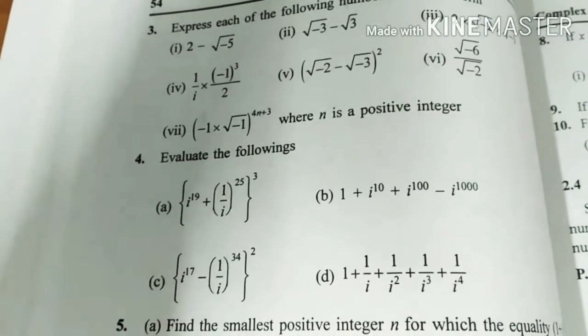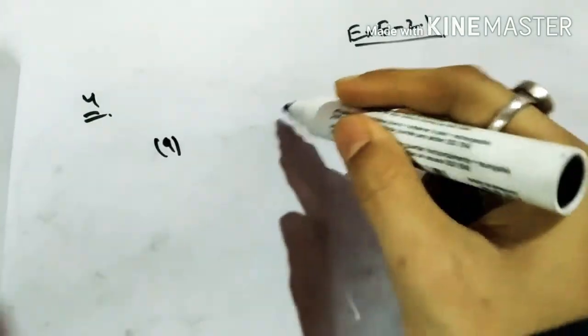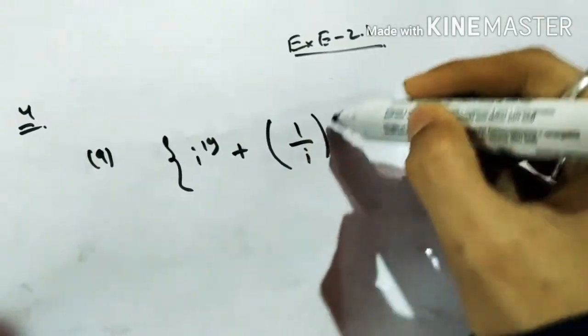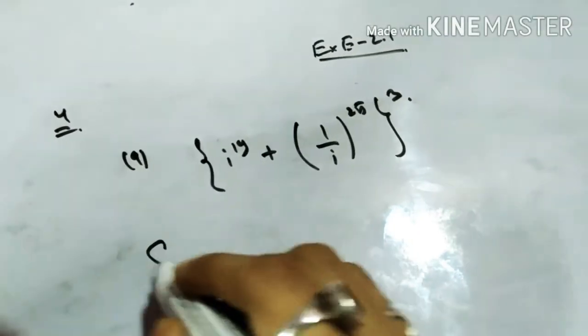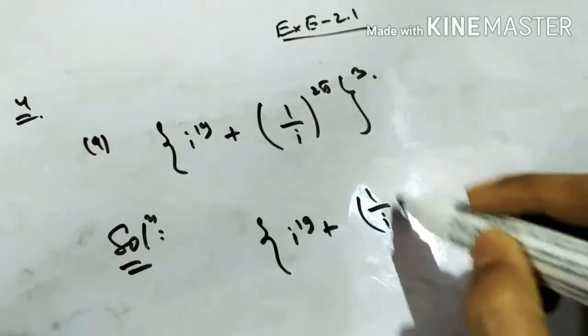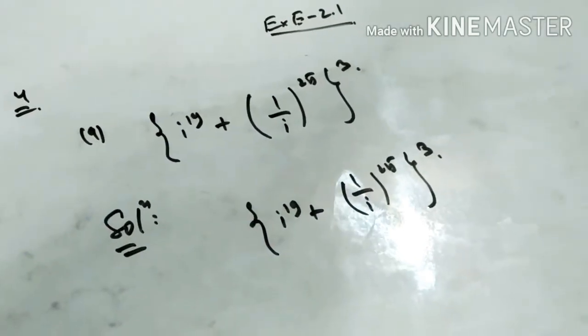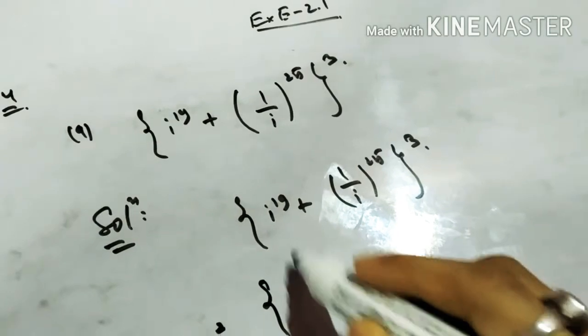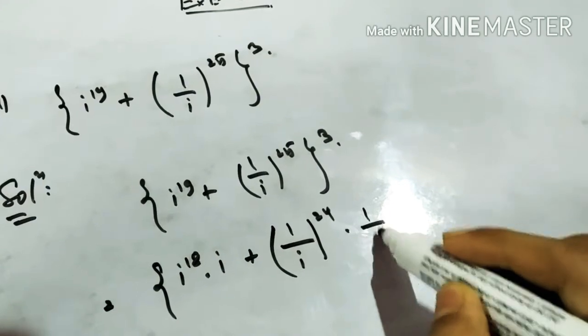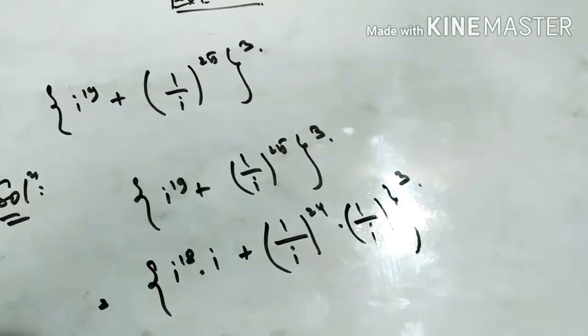Type 4, evaluate the following. Number A. So here again, this I can write as i to the power 18 into i plus 1 by i to the power 24 into 1 by i to the whole power 3.